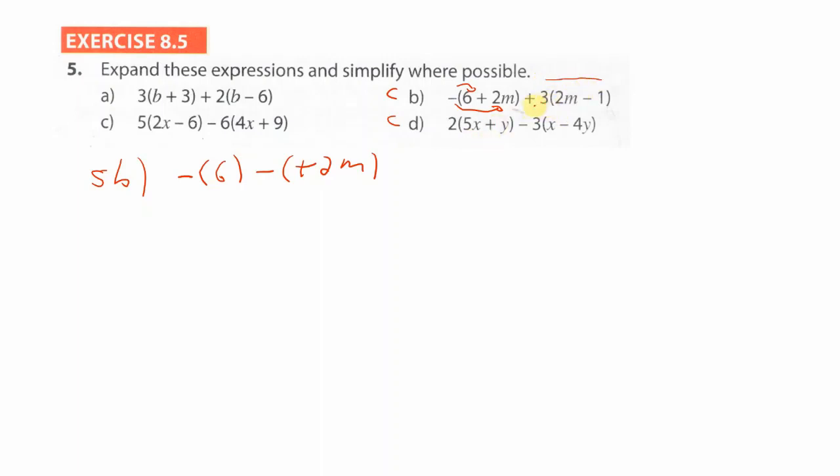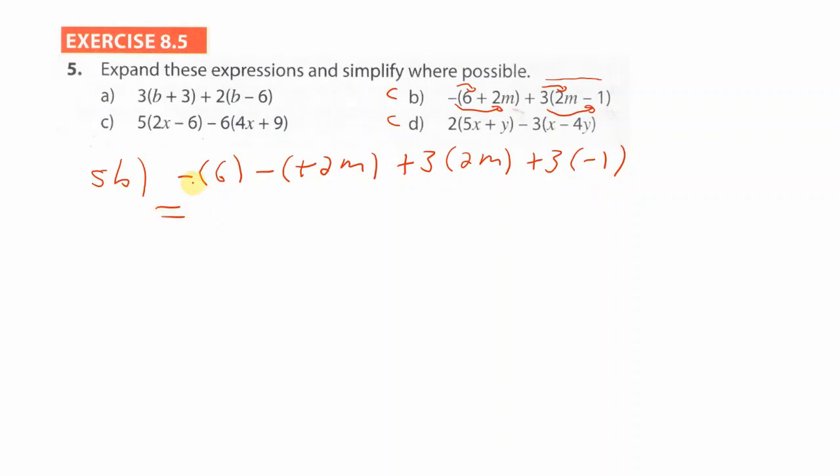So our rule is, when we use the distributive law, take what's in front of the bracket, plus 3, multiply by the first term inside the bracket, which is 2m. Then take again what's in front of the brackets, plus 3, multiply by the second term inside the brackets, which is -1.